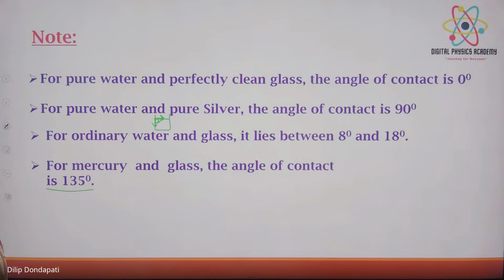So for mercury and glass, the angle of contact is 135 degrees. Greater than 90, right? So 135.